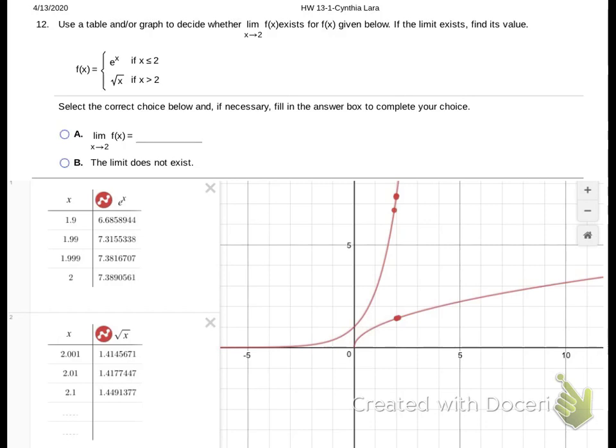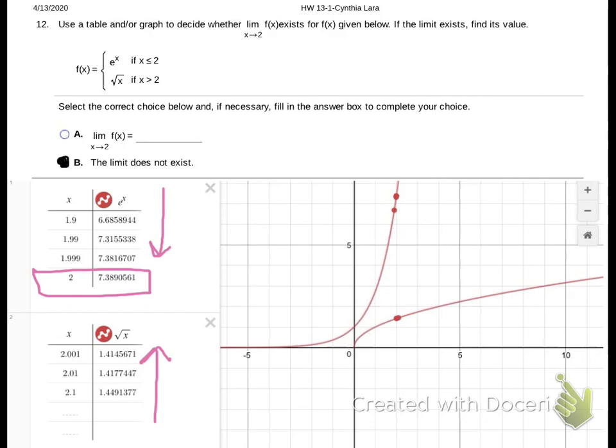So we're looking at x equals 2. Again, I put 2 in the top function. Does it exist? Are we hitting the same values? Remember, the actual value at 2 is not so important. It's, are they approaching the same number? And the answer is no. On the left, we're approaching 7.4, and on the right, it's 1.4, 1.5. So the limit does not exist. That's how you tell from a table.